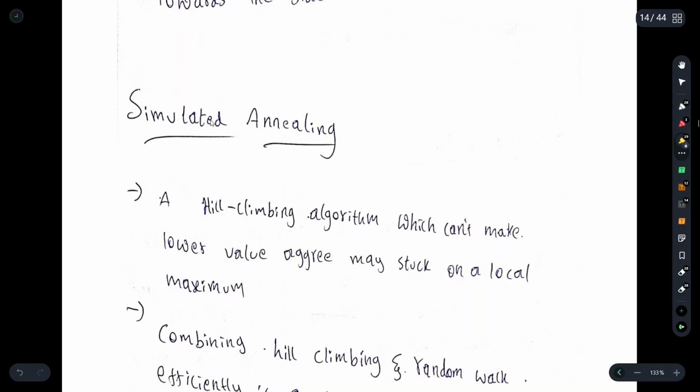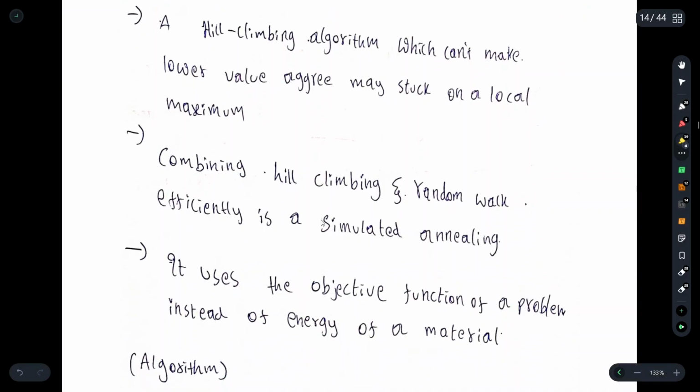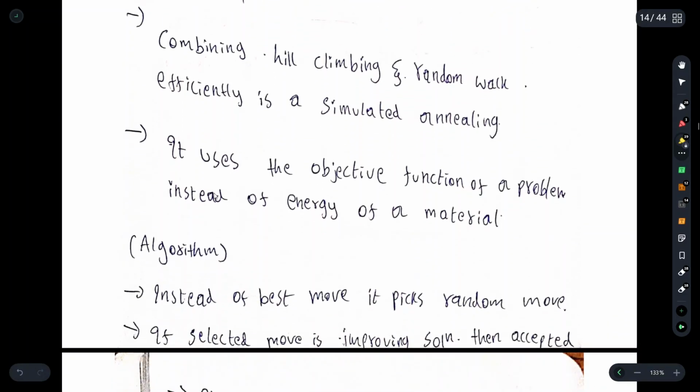Simulated annealing is a modification of the hill climbing algorithm, which can't make lower-value moves and may get stuck on a local maximum. A local maximum is where, after reaching one of the hills which is similar to the goal state, it will think this is the solution, or this is where we need to stop and search for our solution. Combining both hill climbing and random walk efficiently is simulated annealing. It uses the objective function of a problem instead of the energy of a material, so it doesn't depend upon randomness; it will use an objective function and work on the problem.